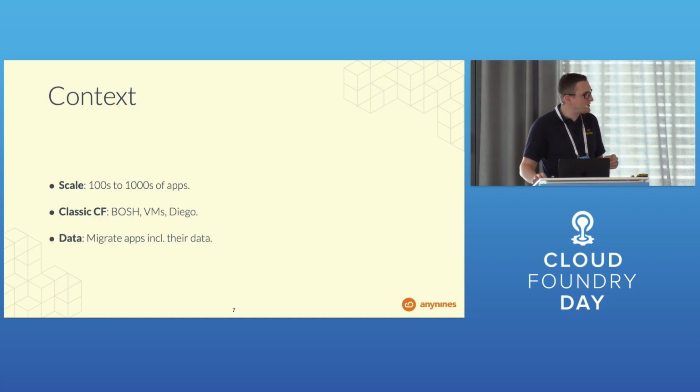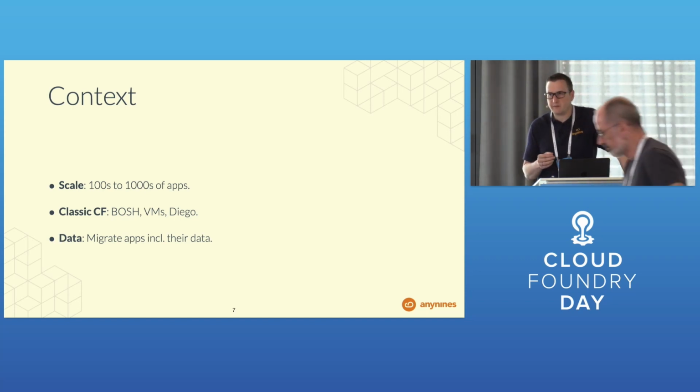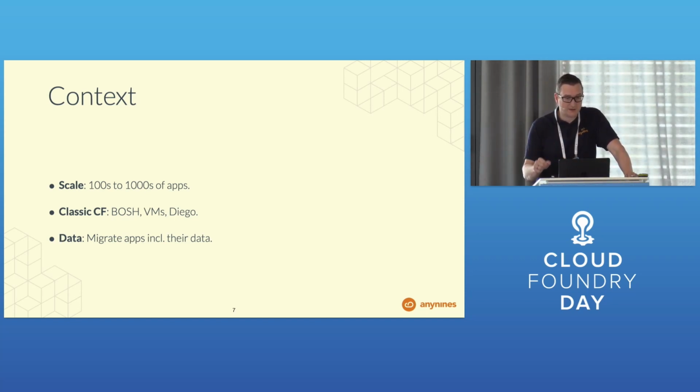So we're talking about Cloud Foundry environments that typically have hundreds or even thousands of application instances or applications. Classic Cloud Foundry environments tend to be very big because you need to start a lot of VMs to make sense of it. So those Cloud Foundry environments that prevail usually have a certain minimum size. We're talking about classic Cloud Foundry here. I think some of the concepts could be applied to Korifi as well, but we're referring to BOSH, VMs, and Diego. And obviously, we want to look at data, because that's one of the critical aspects.